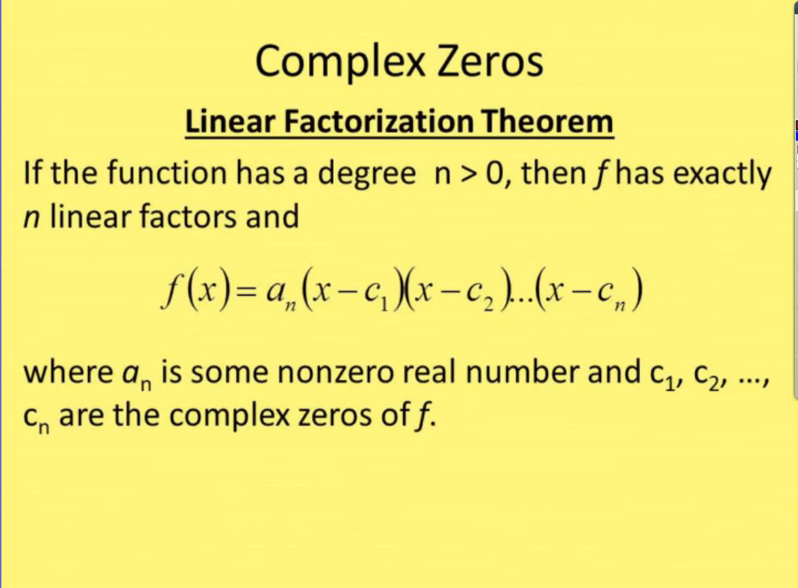We can write it in a linear factorization. If the function of a degree n is greater than 0, then it has n linear factors. So we can do a sub n times x minus c sub 1 times x minus c sub 2, and we're going to have as many factors as the degree of our exponent, where a sub n is some non-zero real number, and all your c's are constants, and they're in the complex zeros.